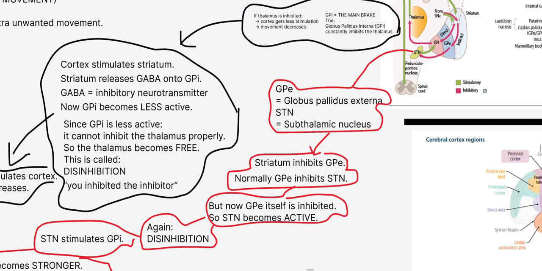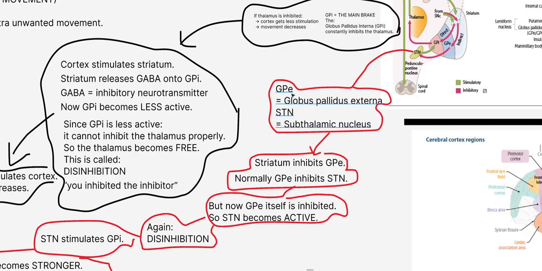The other pathway that we need to look at is the indirect pathway. The indirect pathway suppresses movement. This pathway activates the brake. Now, how does it activate the brake? The cortex stimulates the striatum, just like we saw in the direct pathway. Here also, the cortex stimulates the striatum, but now striatum inhibits GPE.